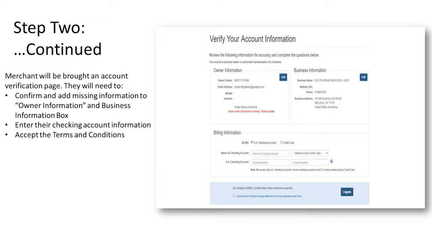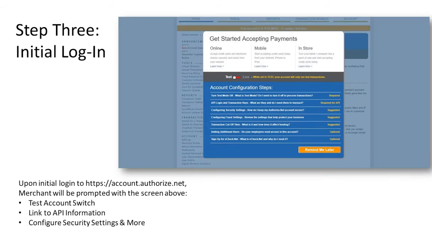The merchant will have to enter in their checking account information or their credit card information below. They will also have to read and agree with the terms and conditions of Authorize.net, just like with any other website. They'll click on that and they'll hit I agree. And they will log into Authorize.net.